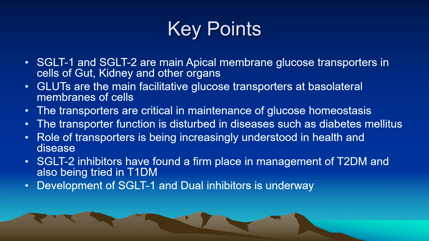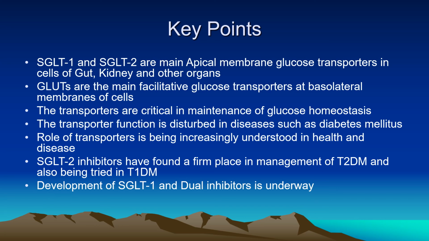So the key points of this discussion are: number one, SGLT1 and SGLT2 are the main apical membrane glucose transporters in cells of the gut, kidney, and other organs. GLUTs are the main facilitative glucose transporters in the basolateral membranes of the cells. Transporters are critical in maintenance of glucose homeostasis, and this transporter function is disturbed in diseases such as diabetes mellitus, or there may be some gene mutation that may result in rare syndromes. There is a role of transporters in health and disease, and some diseases, particularly diabetes mellitus, may show changes in the GLUT expression. SGLT2 inhibitors have found a firm place in the management of type 2 diabetes and are being tried in type 1 diabetes.